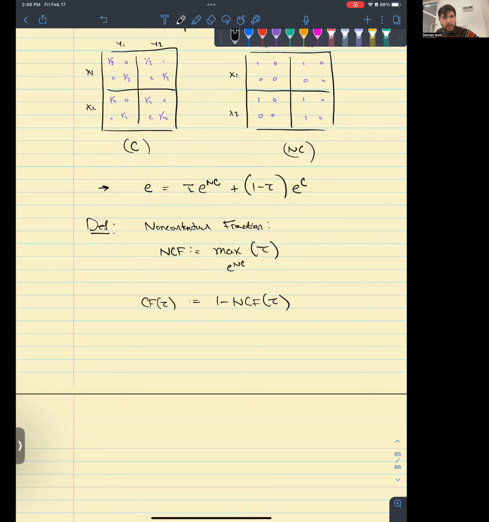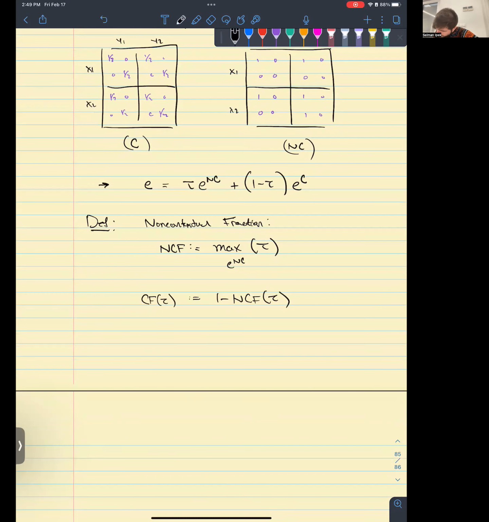The reason we would like to eventually make a connection is the amount of contextuality. Something is strongly contextual, sorry, E is strongly contextual if the contextual fraction is equal to 1, or the non-contextual fraction is equal to 0.